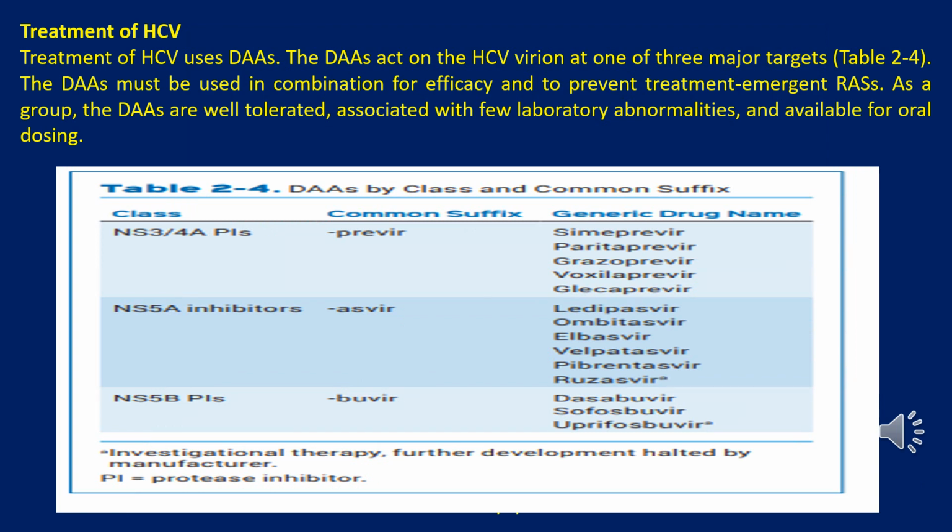Treatment of HCV uses DAAs. The DAAs act on the HCV virion at one of 3 major targets, as shown in Table 2-4. The DAAs must be used in combination for efficacy and to prevent treatment-emergent RASs. As a group, the DAAs are well tolerated, associated with few laboratory abnormalities, and available for oral dosing.